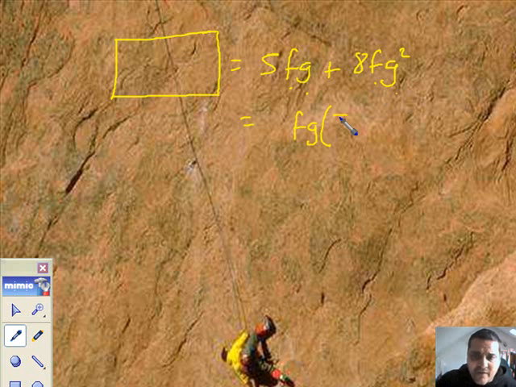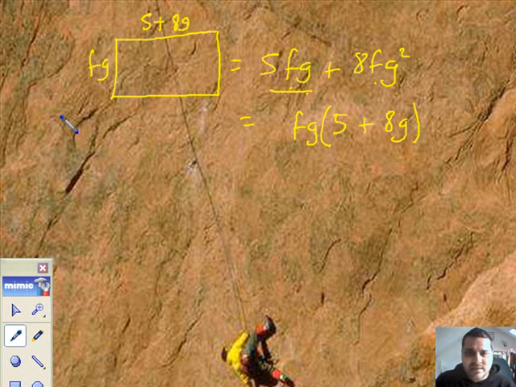What's left indoors? 5. What's left indoors? 8G. Study it. FG times 5, 5FG. FG times 8G, 8FG squared. So that's good. So what are the dimensions? Well, here I go. This must be 5 plus 8G. This side must be F times G. Doesn't matter which way around you put it. Really doesn't matter. Because when you multiply the two lengths, you'll get the area there. And these are its factors.